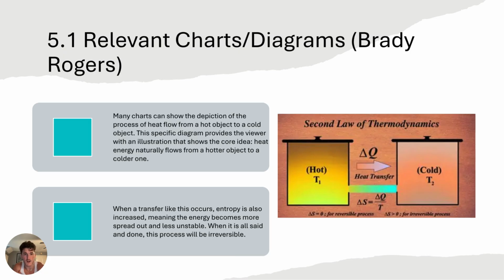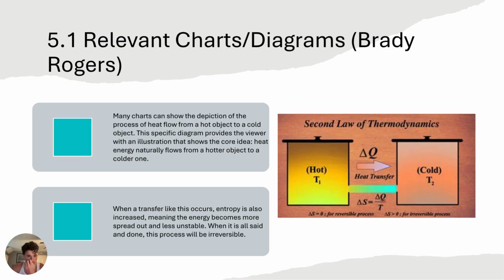With this specific diagram provided on the screen, as you can see to the right, it provides the viewer with an illustration that shows the core idea. Heat energy naturally flows from a hotter object to a colder one. As you can see, whether it be a hot coffee cup or a hot plate, it's going to transfer that heat over to the surface that it's sitting on, whether it be your hand holding it or the table itself.